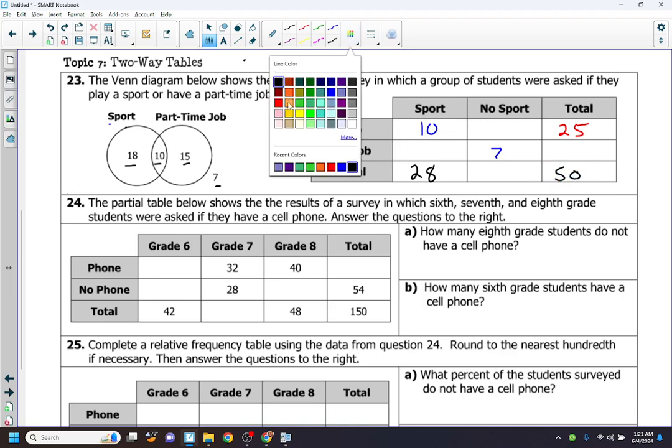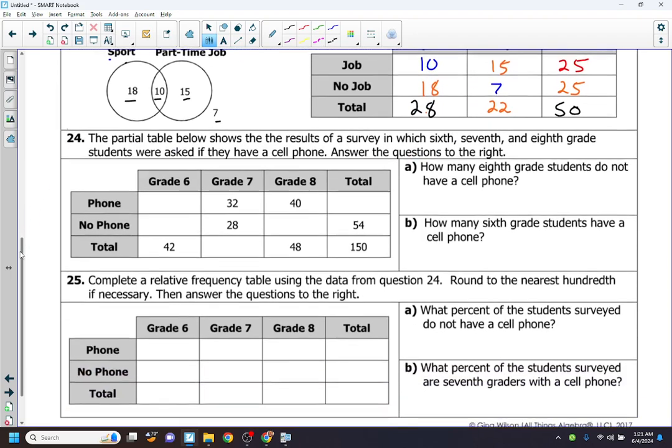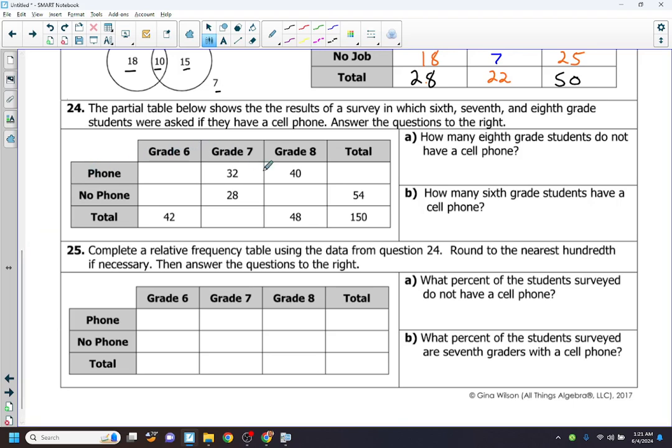From there, we could use the two-way table to figure out everything. 25 minus 10 is 15. 15 plus 7 is going to be 22. 50 minus 25 is going to be also 25. So 25 minus 7, or you could do 28 minus 18, or 28 minus 10. That should be 18. So you could do 28 minus 10 or 25 minus 7. They're both 18. Okay. Same concept here.